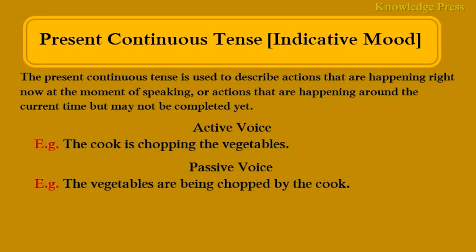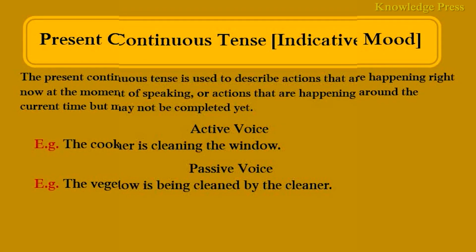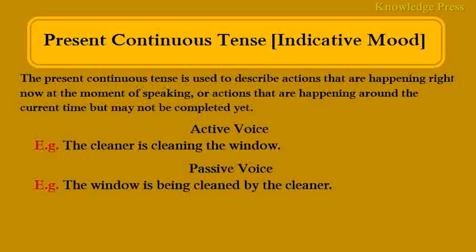Active voice. The cook is chopping the vegetables. Passive voice. The vegetables are being chopped by the cook. Active voice. The cleaner is cleaning the window. Passive voice, the window is being cleaned by the cleaner.